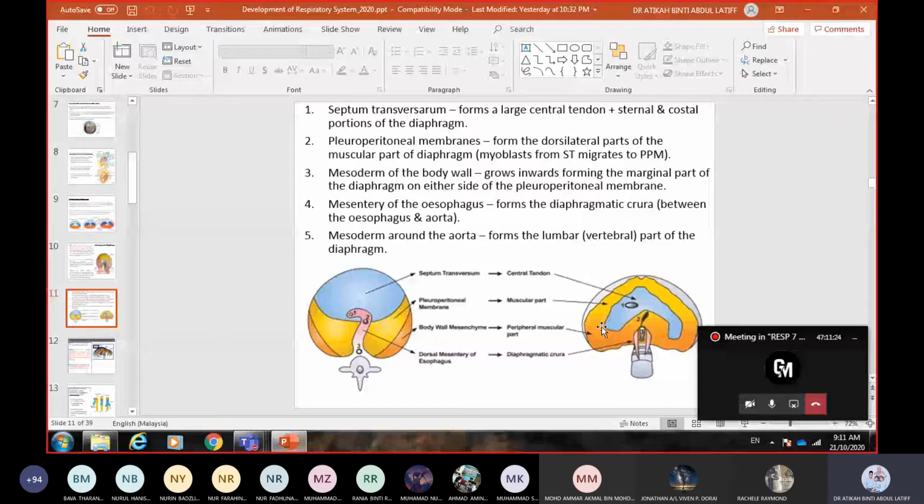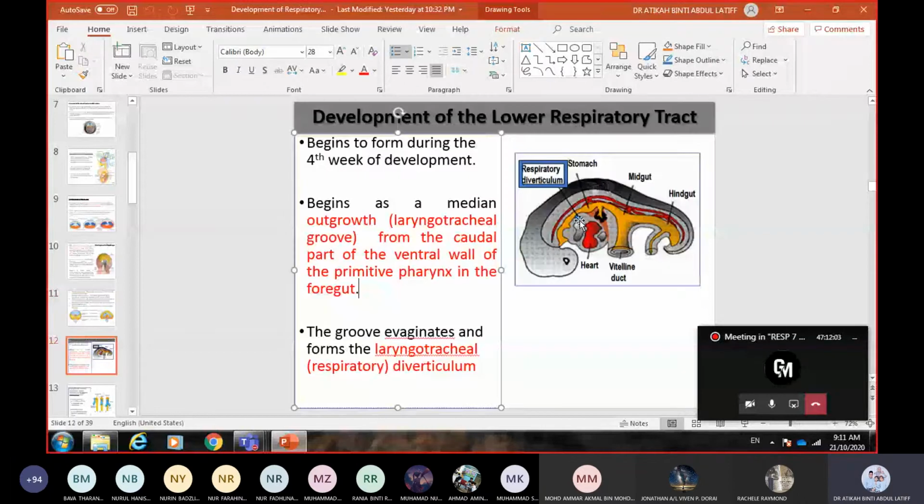So how about moving on to the lower respiratory tract? This again begins at the 4th week of development. As I mentioned, it comes from the foregut, as an outgrowth from the caudal part of the foregut. There is an evagination of the foregut here. This is the foregut, and the evagination forms the respiratory diverticulum.